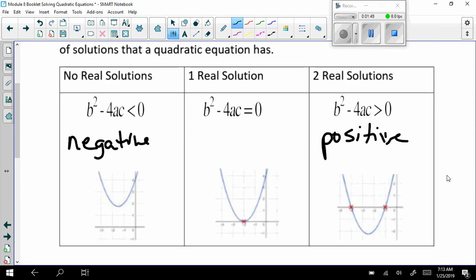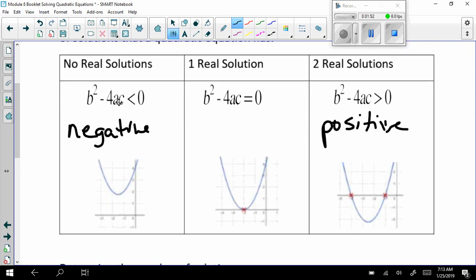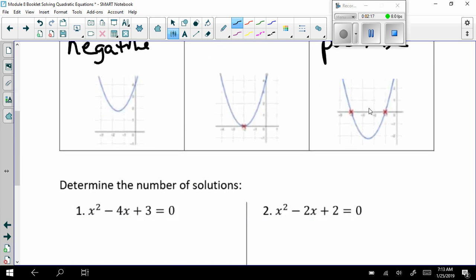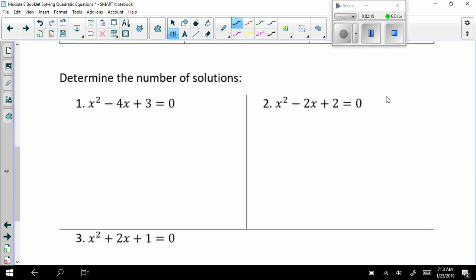So this is the same thing we did with our graphs. Basically, you're going to have a negative discriminant when you have no x-intercepts. Your discriminant is going to be equal to 0 when your vertex is on your x-axis, and your discriminant is going to be positive when you have the two solutions, which is usually what happens. That's the case that happens most often. We're going to look at three examples, and we're just going to do our b squared minus 4ac. So notice I'm not solving here, I'm just finding the number of solutions.